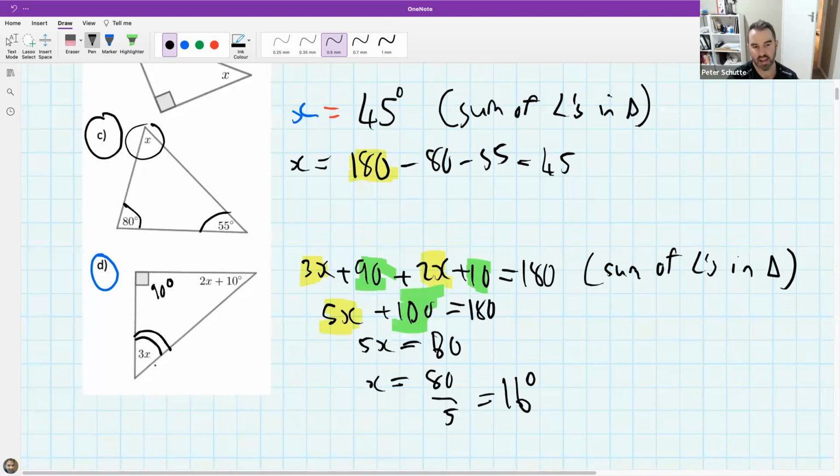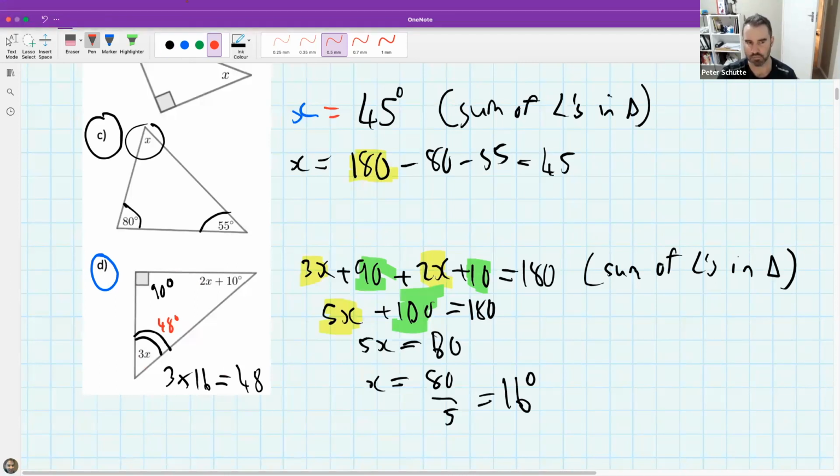Yeah. And so now that I know what X is, if I wanted to know what this corner here was, this angle over here would just be 3 times 16, which is 48. So this angle would be 48. So often when we're solving triangle geometry problems, sometimes we have variables inside the triangles, and then we have to figure out the relationship between the variable and the actual angle in the triangle.